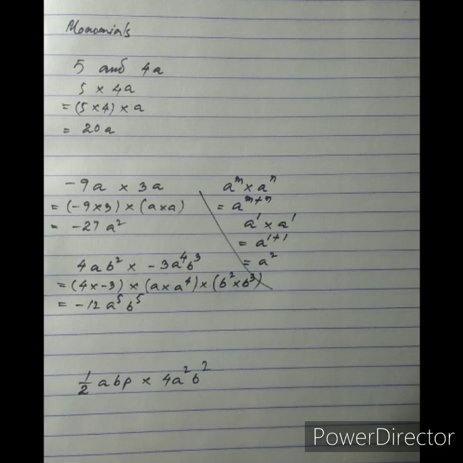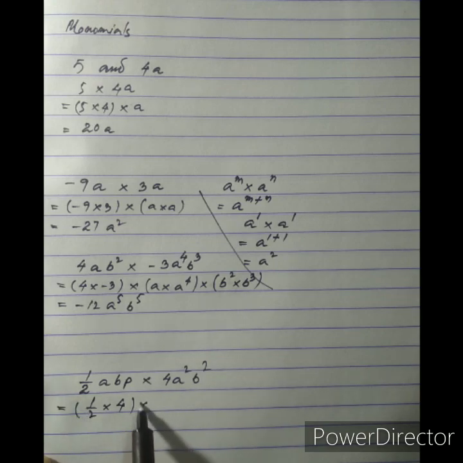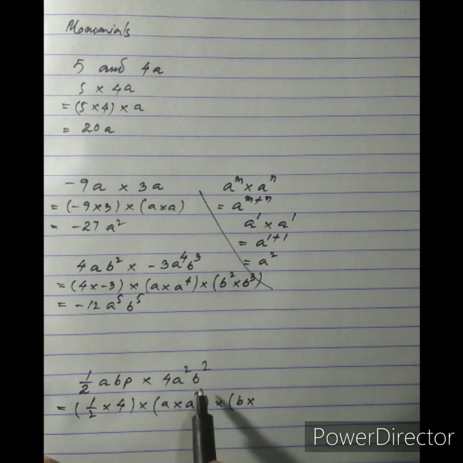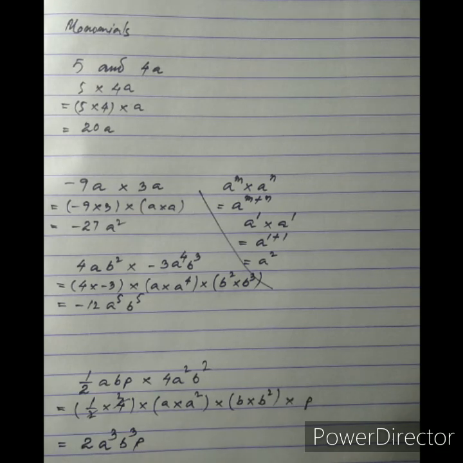The next one, we write here 1 by 2 into 4. Next there is a, and there is a square. And next there is b, and there is also b square. And then what is the remaining one? p. But here there is no p, so we'll just leave it. 1 by 2 into 4 gives 2, so we get 2a. Here the power is 1, and here it is 2. That means we write a to the power 3. And for b, here 1, here 2, that means b to the power 3, that means b cube.